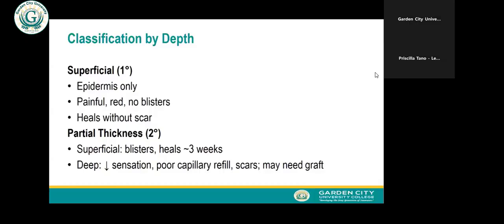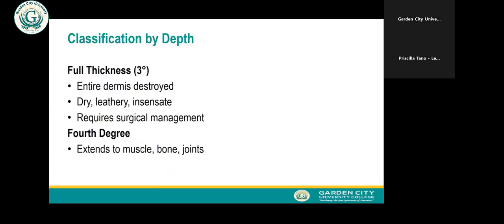That is more of what the second degree burns involve. There's decreased sensation, there's poor capillary flow, yes, but then there may or may not be scarring after healing, right? Patients may need skin grafting.